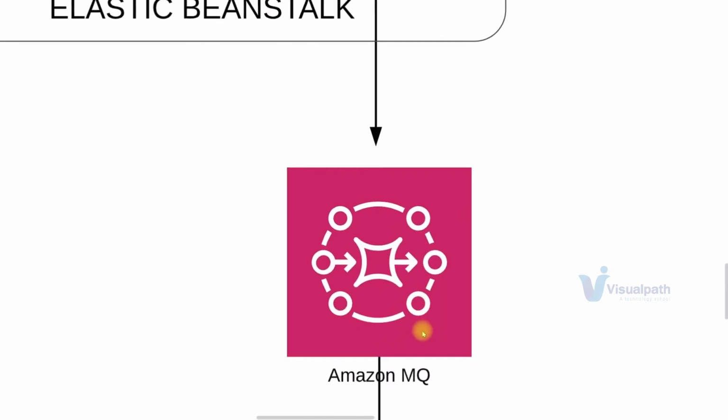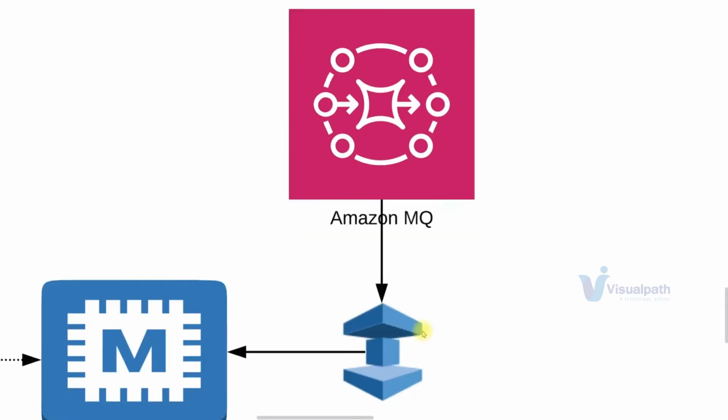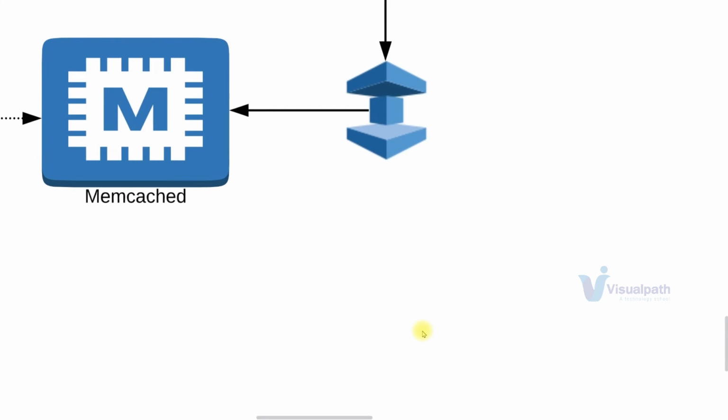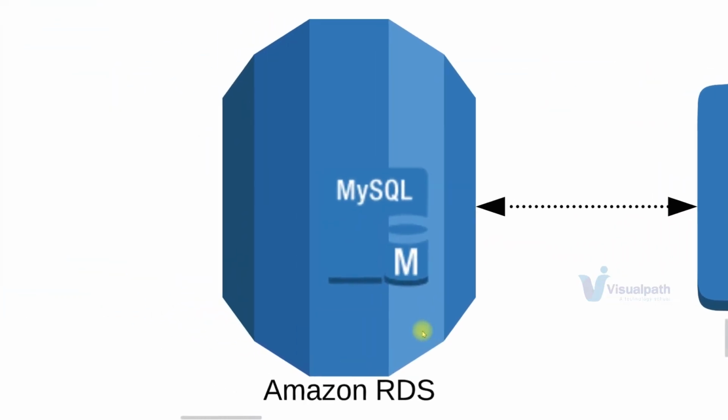For backend in Memcache, instead of RabbitMQ, we're using Amazon MQ. Instead of using Memcache on EC2 instance, we are using Elastic Cache Service. And instead of using database running on EC2 instance, we are going to use Amazon RDS.